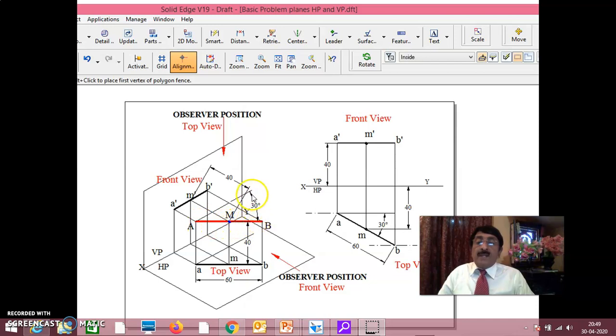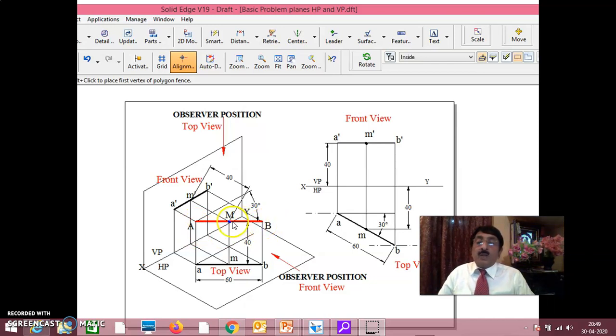Now, keeping 30 degrees to VP constant, my fixed point is M now, not the end point. When they refer to the midpoint, you have to fix the midpoint only. When you fix the midpoint, and if you start giving inclination to HP, if I move this up, A comes down. That means there will be a locus of A as well as a locus of B.